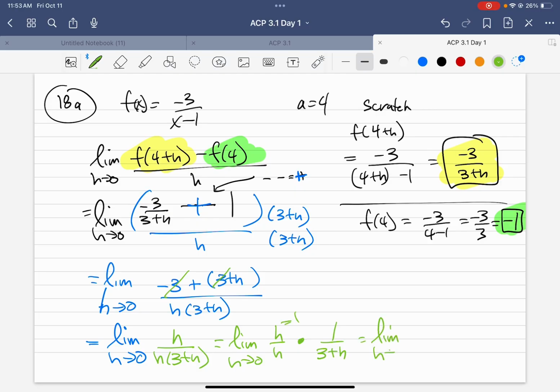And so it's really the limit as h goes to 0 of 1 over 3 plus h. But as h slides to 0, you just get 1/3. So that means that the slope of the tangent line is equal to 1/3.